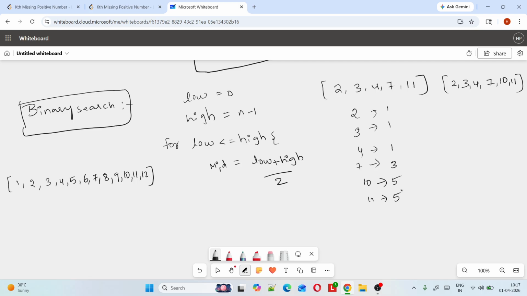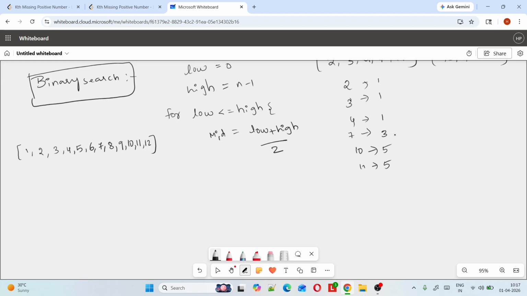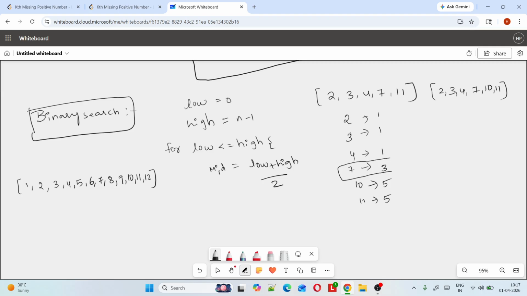Now our first check should be: till 7, how many missing numbers? 3 missing numbers. But given k equal to 5, you have to return the fifth missing number. So till 7 you have only 3 missing numbers, and in that case our answer will not be present before this.